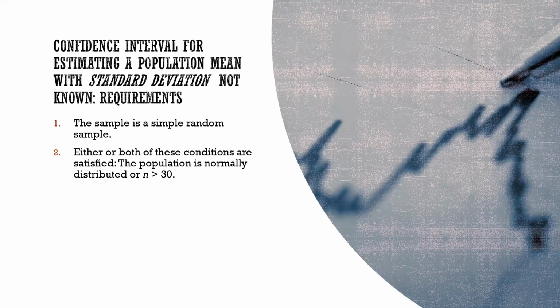So that's the whole method. I want you to make that a key thing: you only use the t-distribution when the standard deviation of the population is unknown.